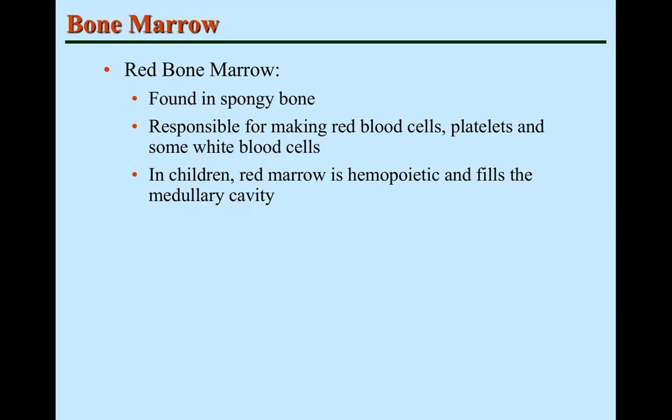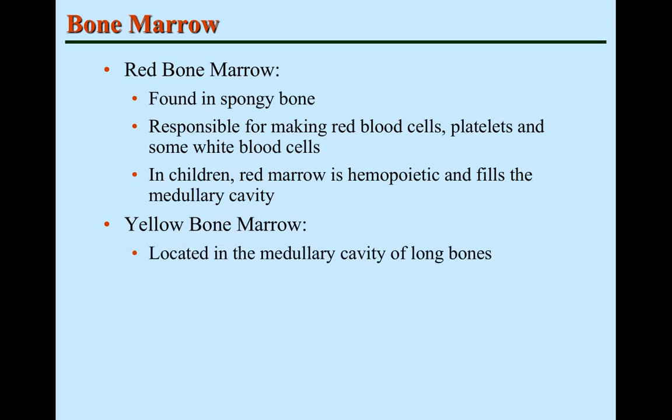By the time you hit puberty, probably maybe early adolescence, that's when it stops and the yellow bone marrow starts to invade. So yellow bone marrow is in the medullary cavity of long bones. Your flat bones, your short bones, your irregular bones, your sesamoid do not have the medullary cavity, so they will not have this yellow bone marrow.